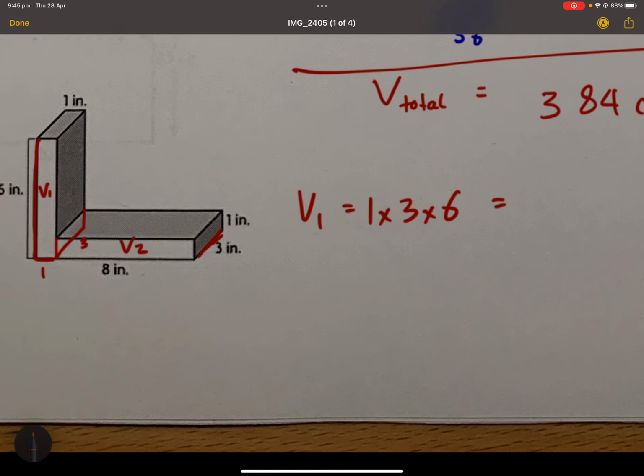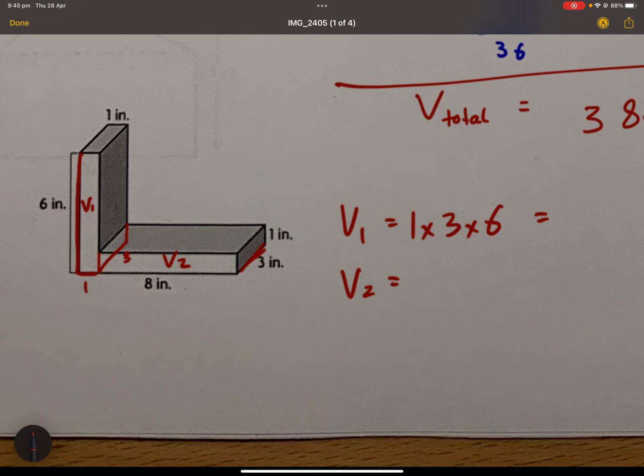Get an answer there. V2. V2, let's have a look.